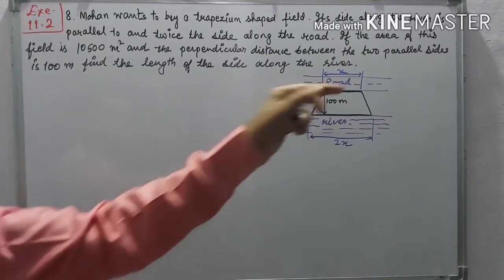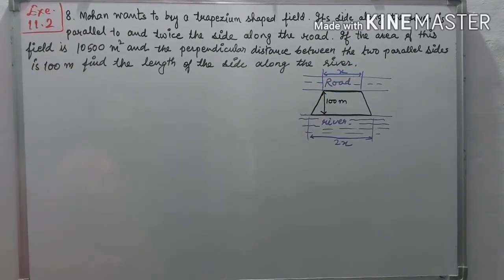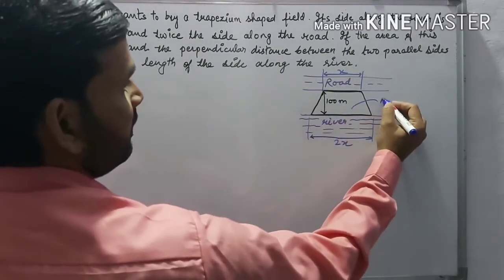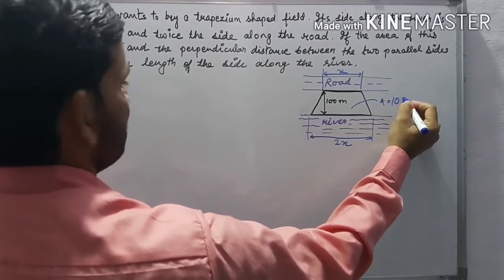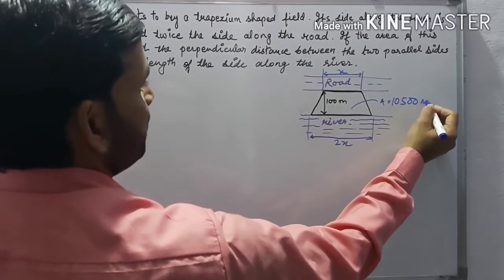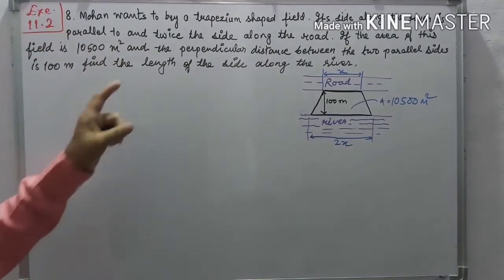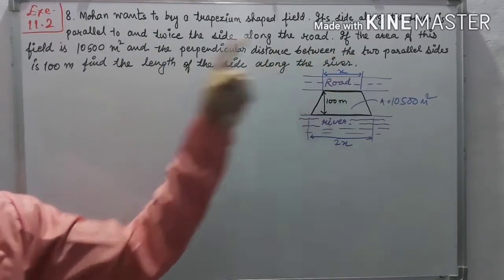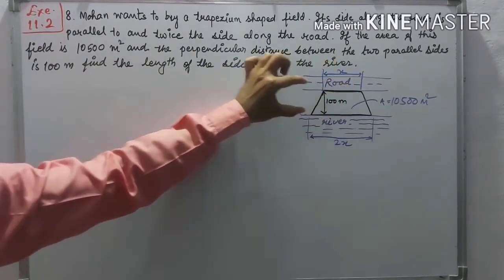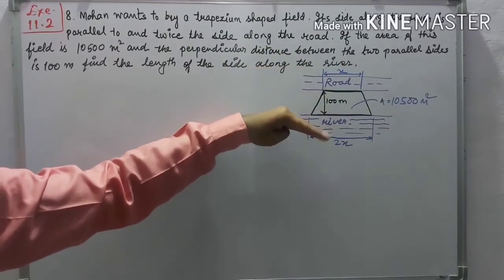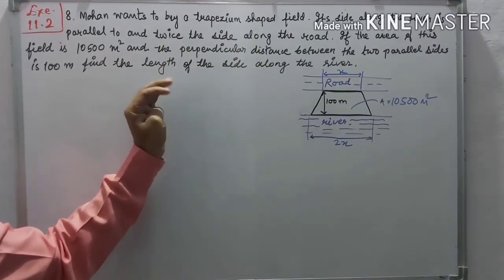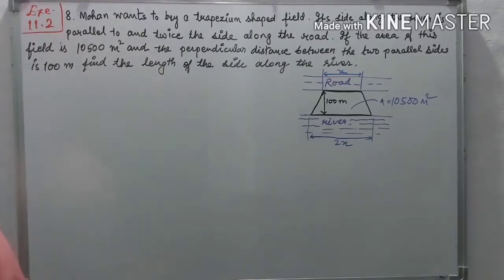The area of the field is given as 105,000 meter square, and the perpendicular distance between the two parallel sides, the side of the river and the side of the road, is 100 meter. Find the length of the side along the river.